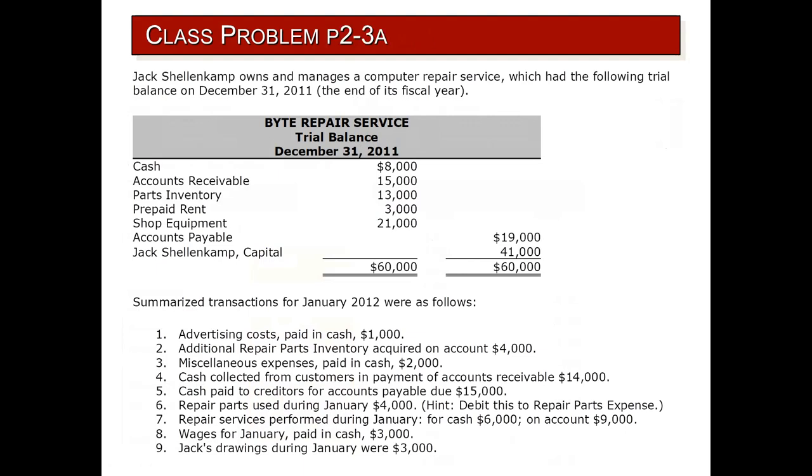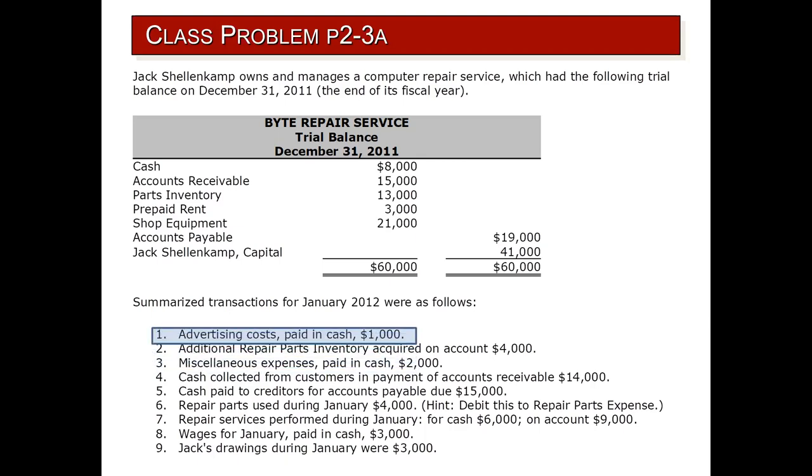Okay, here's another quick problem where you're being given the trial balance, and now they want you to summarize the transactions for January 2012 listed here. So here's the trial balance as of the end of the month, December 31. That was the closing balance at the end of the year. And then they give you a bunch of transactions that were incurred in January of the following month and ask you to journalize all these transactions. So I'll quickly walk you through that.